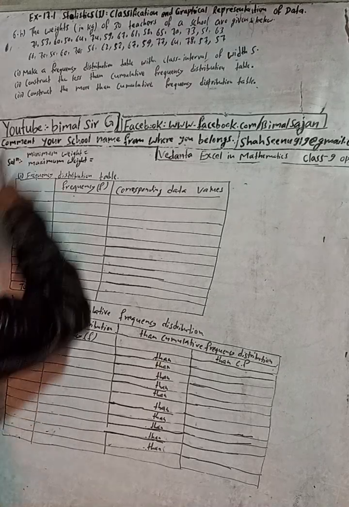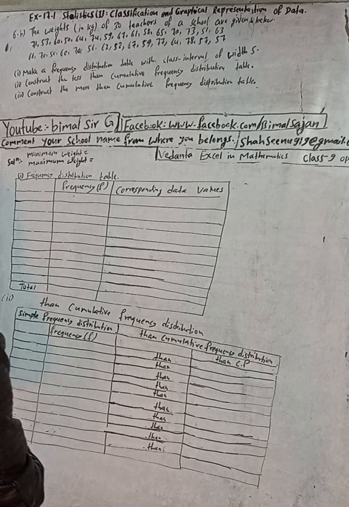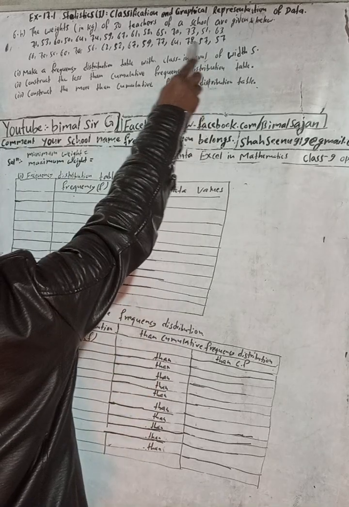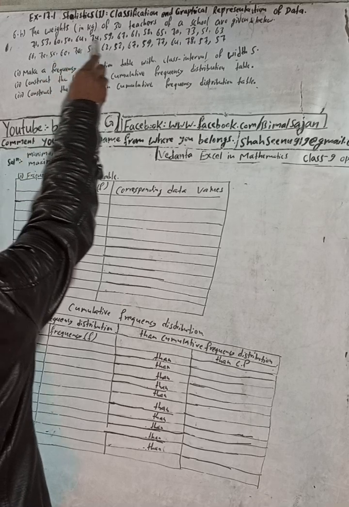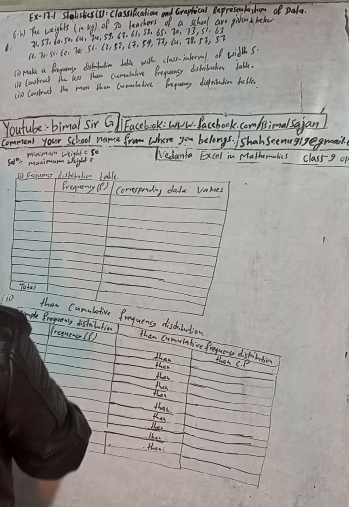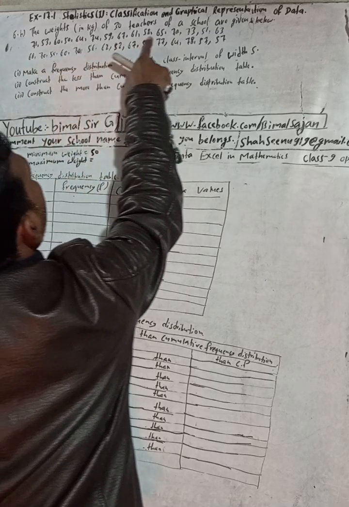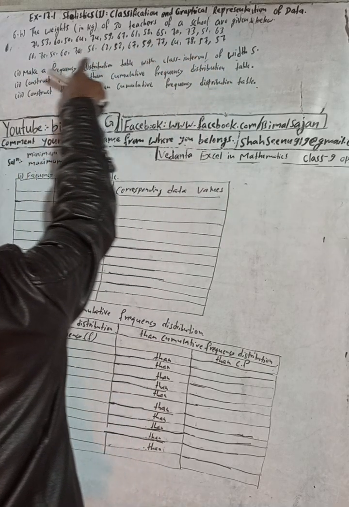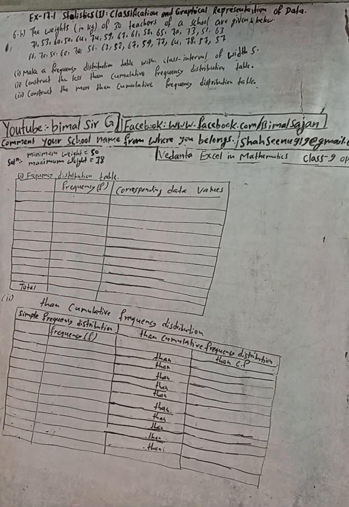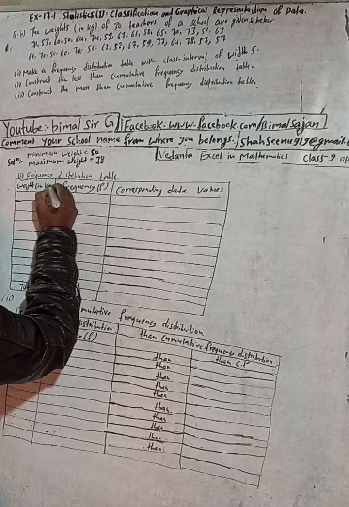How can we start here? We need the minimum weight. The minimum weight is 50. And the maximum weight is 78. Now, with this minimum weight and maximum weight, we can write here the weight in kg.